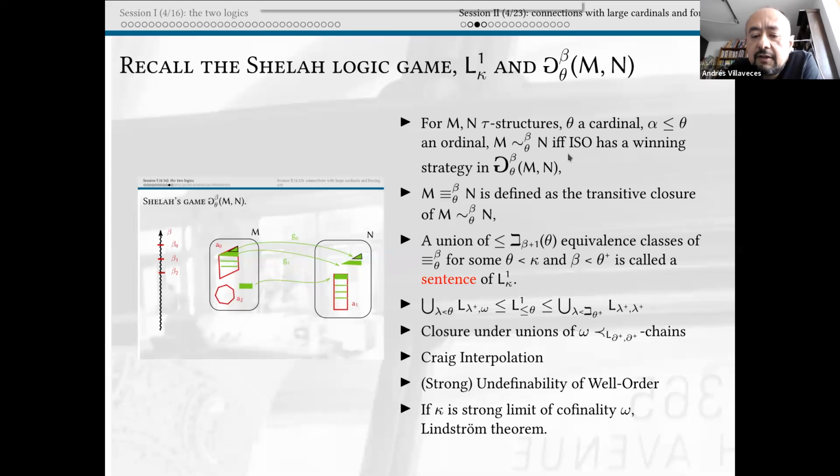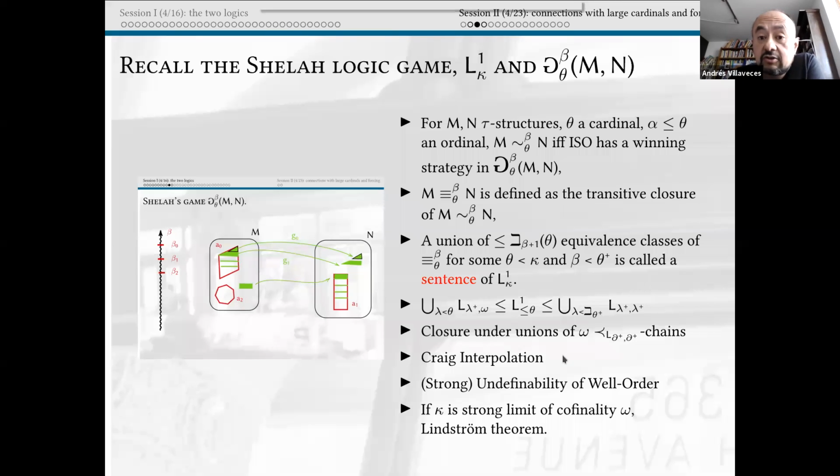The logic turned out to be in between L lambda plus omega and L lambda plus lambda plus. So those very well-known logics were kind of upper bounds and lower bounds. Then it had an extremely important property, for technical reasons and reasons that connect it with abstract elementary classes: closure under unions of omega chains. Now, unfortunately, here we have the demand that the chains are in a stronger logic. So there is something weird. If you have models of a sentence, each one of them, and you have a strong chain, then the limit is also a model of that sentence.